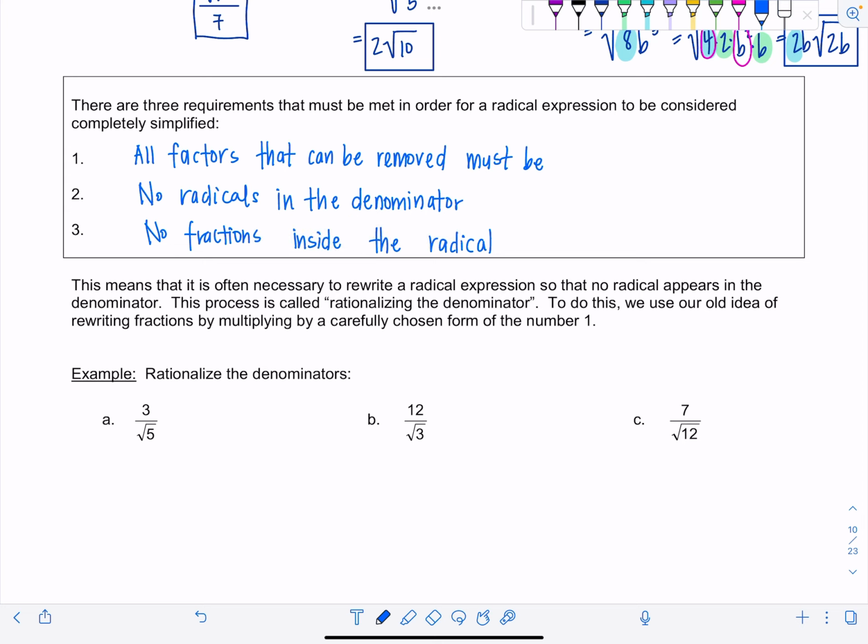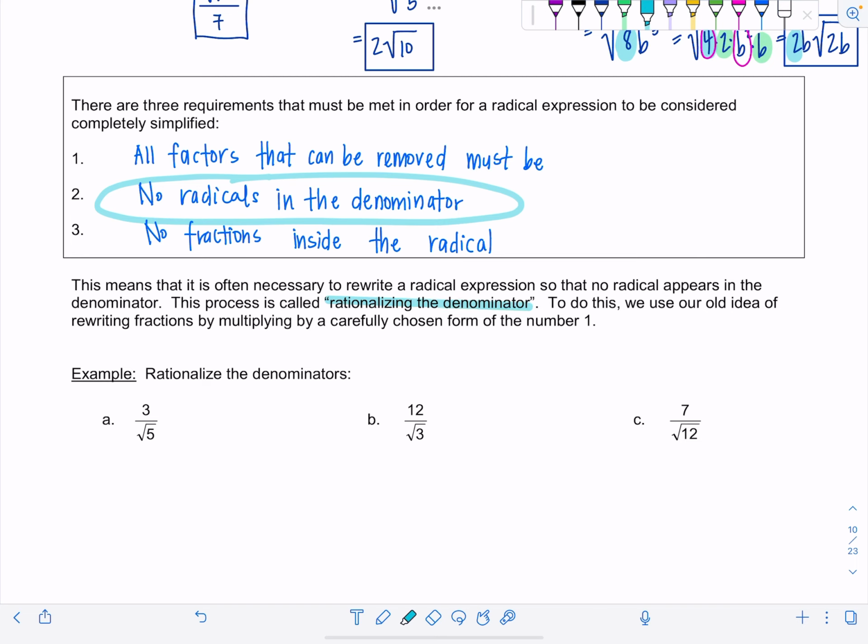Okay, so what I want to focus on right now, because we're pretty good at removing factors, removing perfect squares, perfect cubes like we did in the last lesson, is the second one right here: no radicals in the denominator. We're going to practice taking care of this. It's often necessary to rewrite a radical expression using a process called rationalizing the denominator. That's basically what it means to remove the radical, okay?